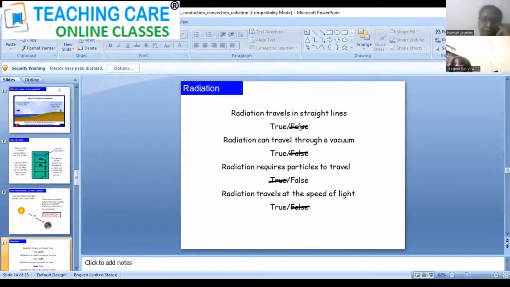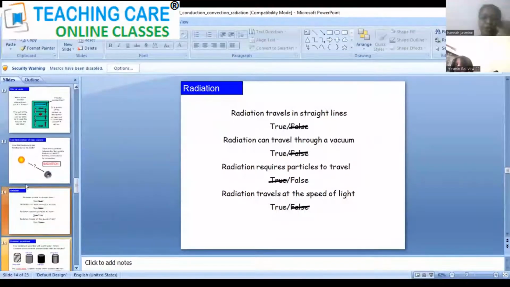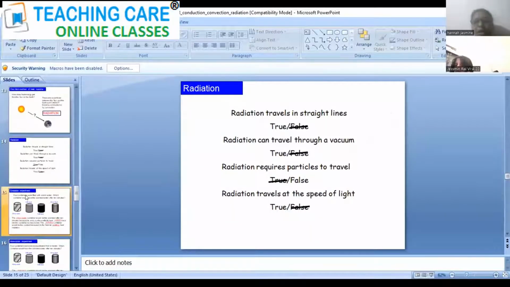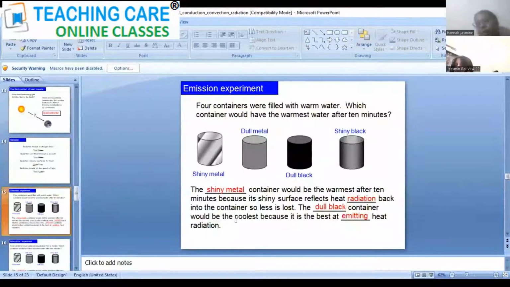Radiation travels in a straight line. It travels even through the vacuum, so it does not need any particles to travel. It travels at the speed of light. Okay, here is a live example. Okay, emission experiment.